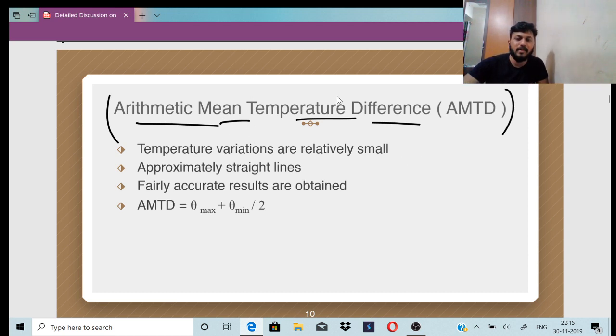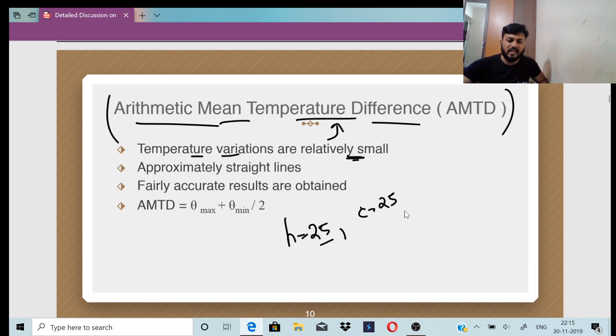सो बेसिकली अरिथमेटिक मीन टेम्परेचर डिफरेंस इज व्हेन द टेम्परेचर वेरिएशंस आर रिलेटिवली स्मॉल. When the temperature variations are relatively small, then we use something called AMTD, that is arithmetic mean temperature difference. Temperature variations are relatively small, मतलब hot fluid का वैल्यू 25 आएगा, cold fluid का वैल्यू भी 25 आएगा. इसको हम LMTD में सब्स्टिट्यूट करेंगे तो आंसर क्या आएगा. LMTD will provide an answer of 0.